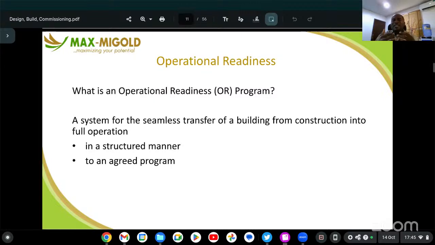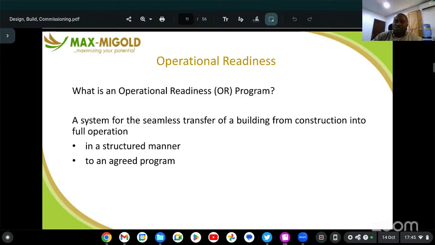So it talks more about us being operationally ready from the ground stage, from the root stage, down to when it is being used. That's full operations. In two ways: in a structured way and to an agreed program. Any system without structure would always crumble over time.